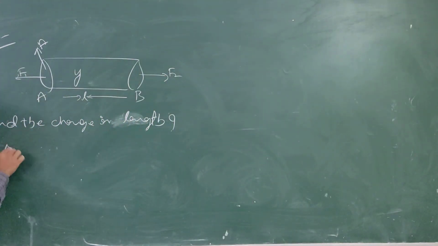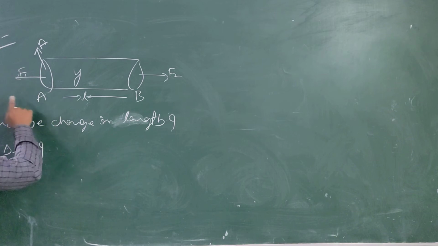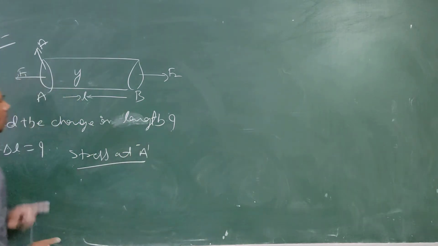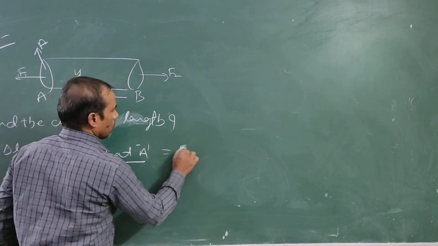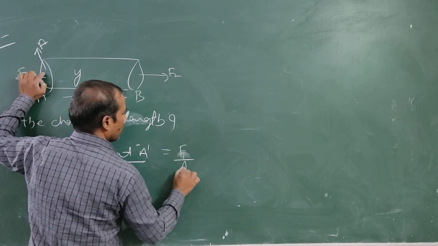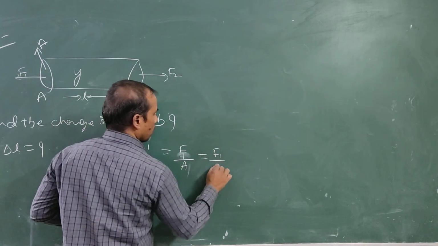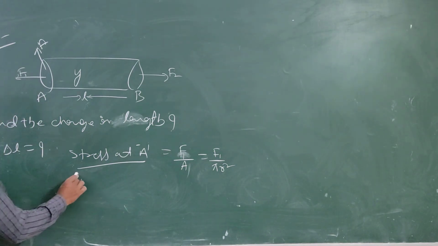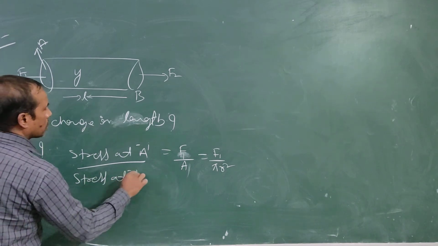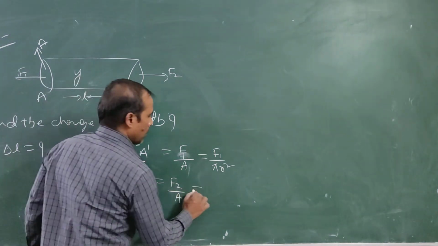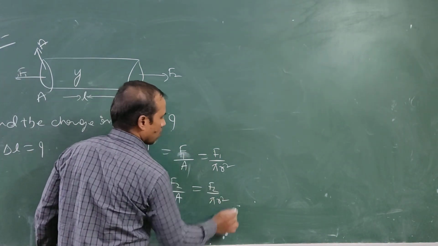That is equal to delta L, question mark. Now first of all, the stress at point A is equal to F1 by the area, which is A, that is F1 by pi r square. Next, the stress at point B is F2 by A, and since the rod is uniform, that is also F2 by pi r square.